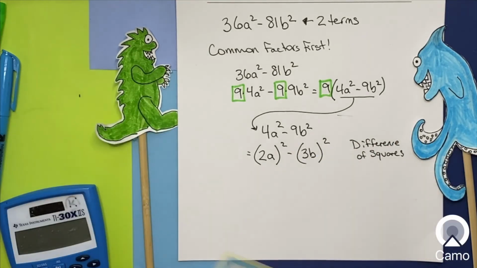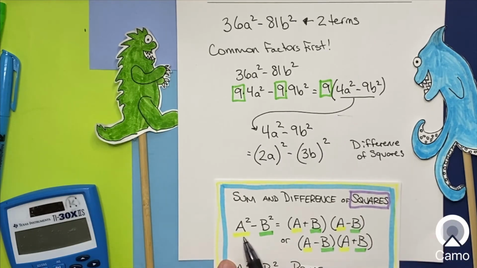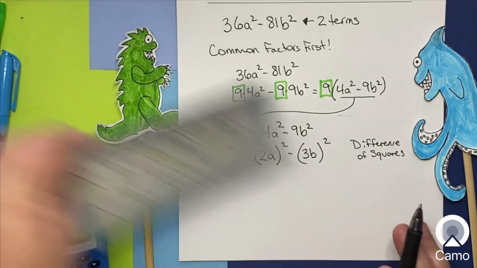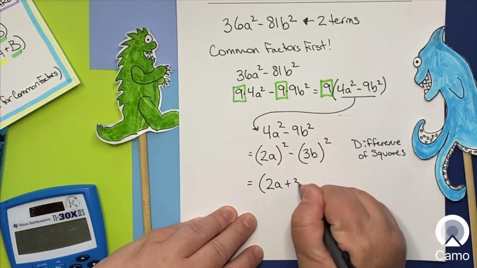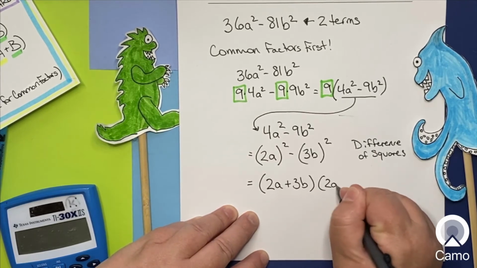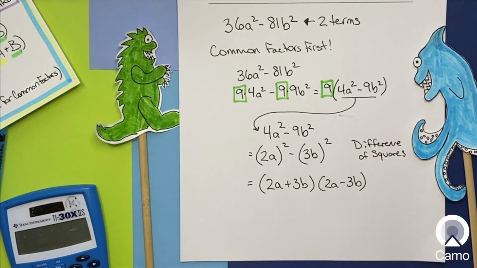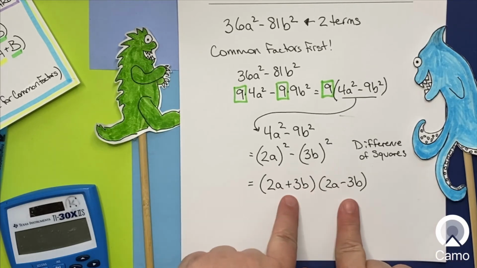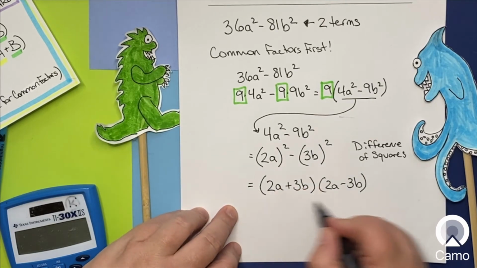Okay, so then what do we do with that? Well, can you see it? Remember that if I have something squared minus something squared, then I do the plus 1 and the minus 1. What does that mean? It means I get 2a plus 3b and 2a minus 3b. And I hear you asking, can I reverse those? And I say, yes, absolutely, because this is multiplication. So these 2 terms can come in either order. Does not matter.